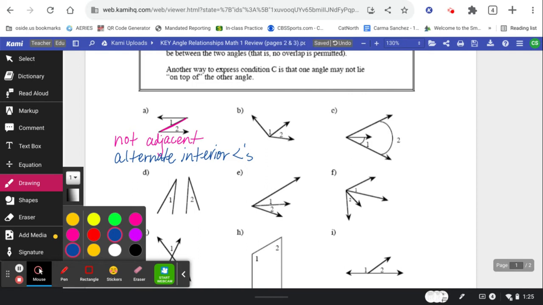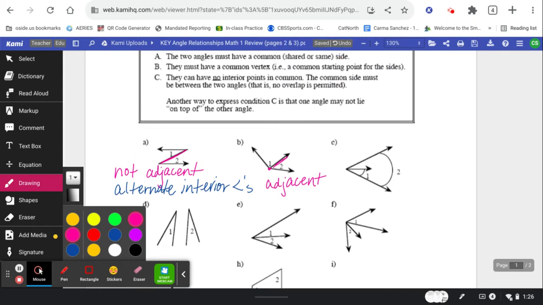The next ones do share a side. Do you see it right here? And they share a vertex right here. So we can say that these ones are adjacent. Okay, look at the next one. This part C is kind of what they were talking about in condition C, where one angle may not lie on the other. So we're going to say not adjacent.